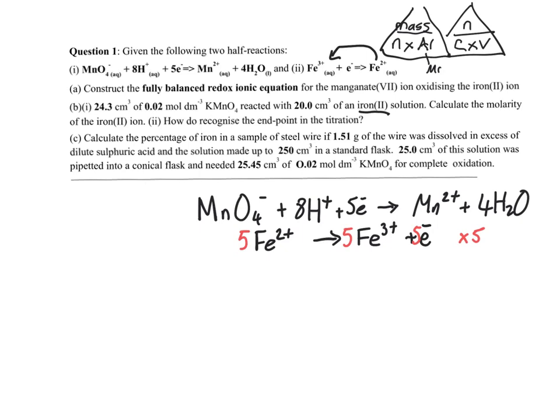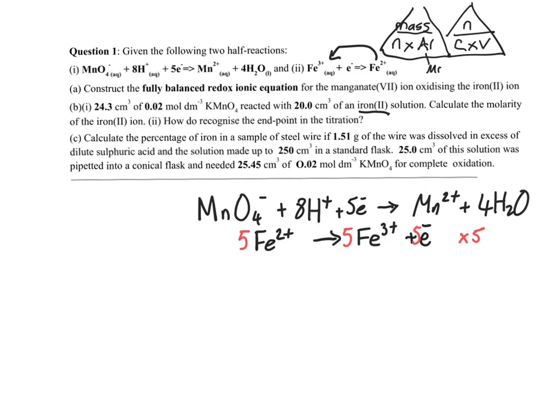So let's read the question carefully. It tells you that you're reacting potassium manganate, so this must be the oxidizing agent because it's taking electrons. It then tells you that it's reacting with iron 2. So there's a half equation here for iron 2, and since the manganate is behaving as the oxidizing agent taking electrons, the iron 2 must be behaving as a reducing agent and giving up electrons.